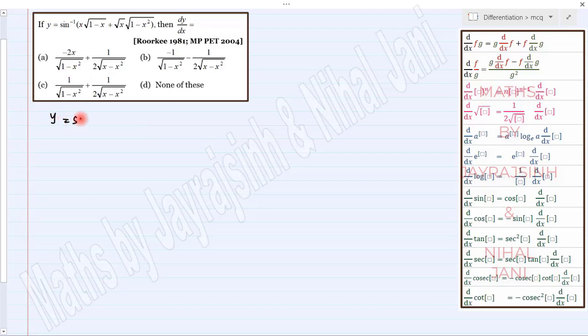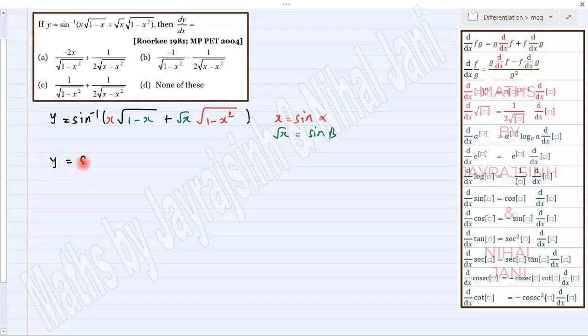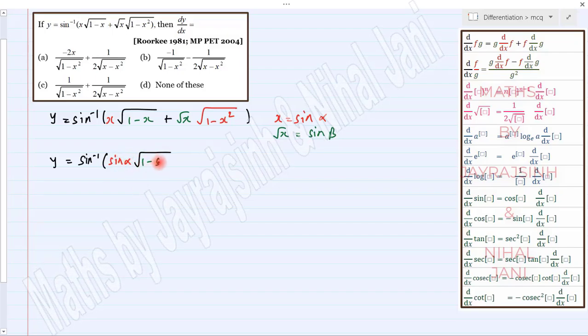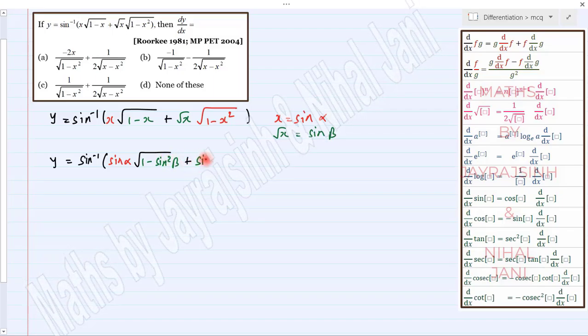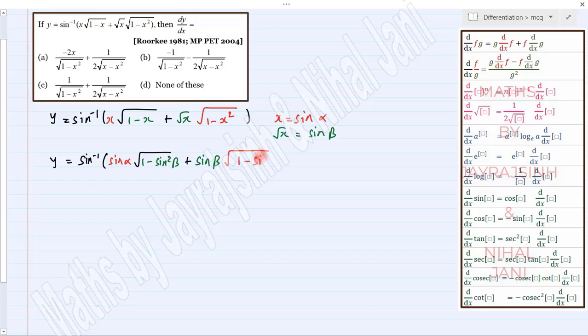If y is equal to sine inverse of x into under root of 1 minus x plus root x into under root of 1 minus x square. To simplify our bracket, let's assume x is equal to sine alpha and root x is equal to sine beta. So your y will be simplified as sine inverse of this x will become sine alpha and under root of 1 minus sine square beta plus again this root x will become sine beta and we have under root of 1 minus sine square alpha.